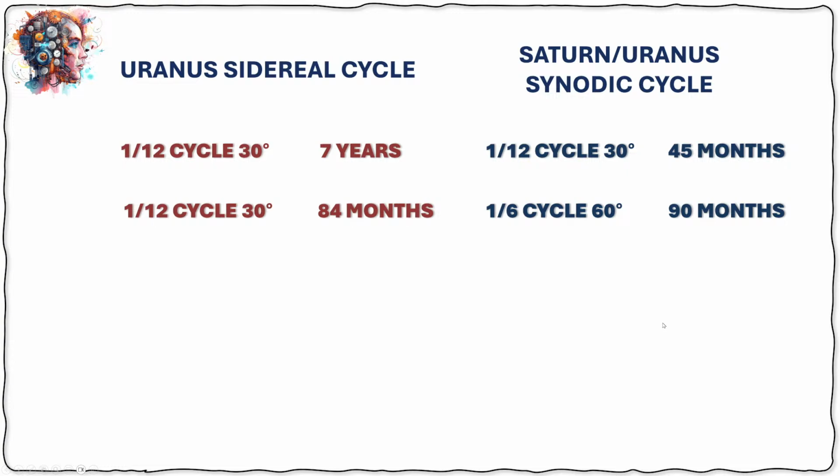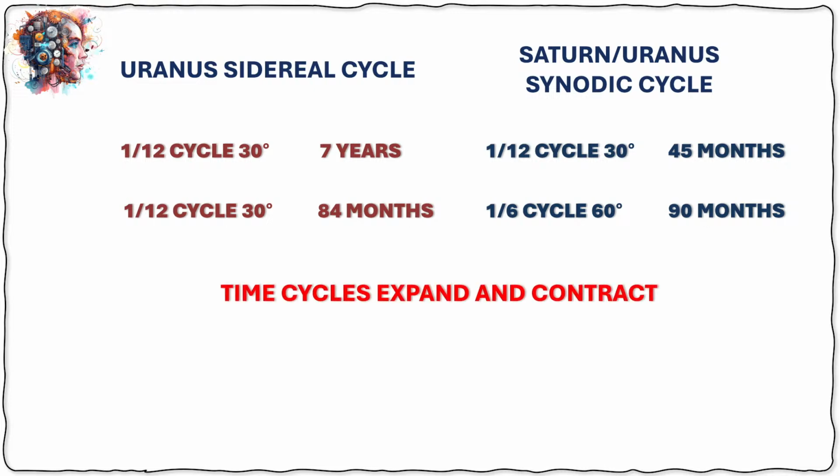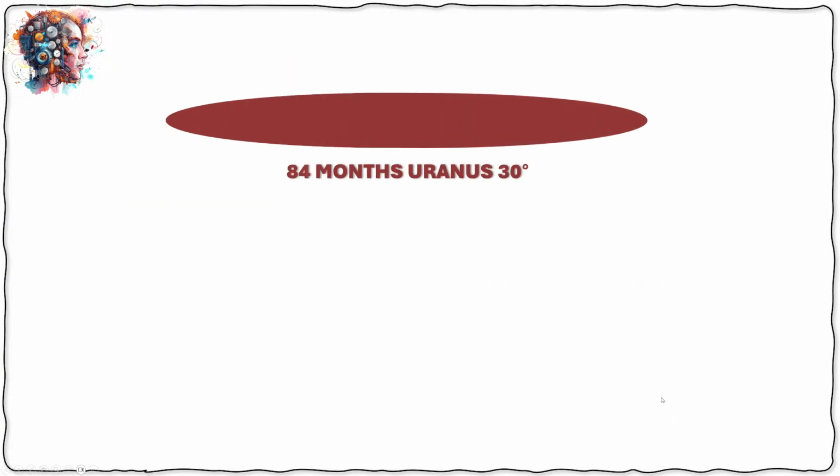Alright, now let's move a little ahead. Now we have also seen that time cycles expand and contract, especially the 30-degree movements and the 60-degree price movements. Alright, so what happens is this: the 84-month Uranus 30 degrees expands and contracts.